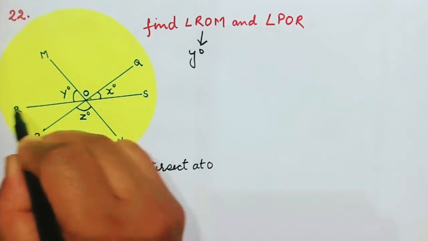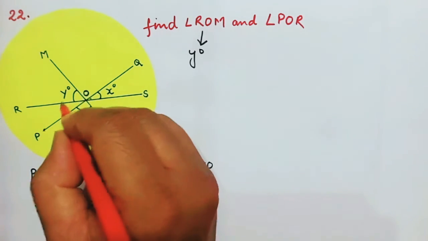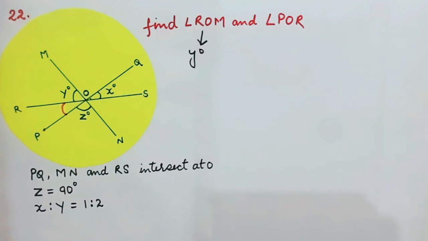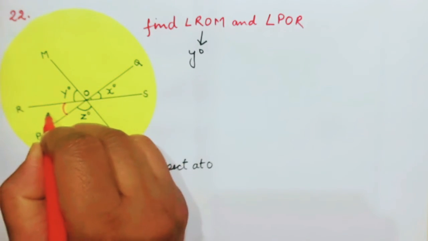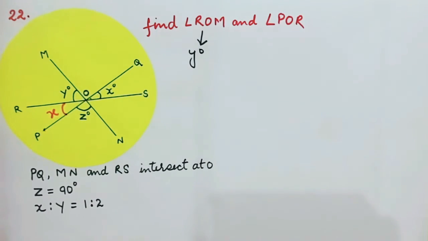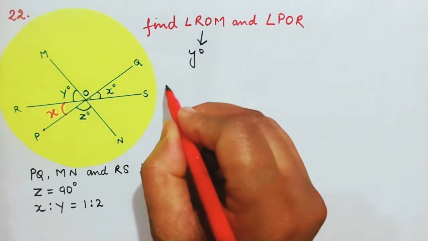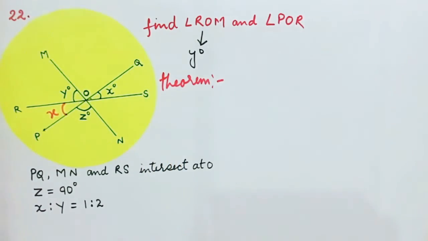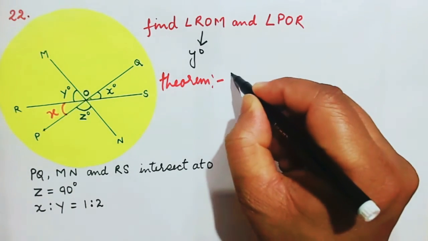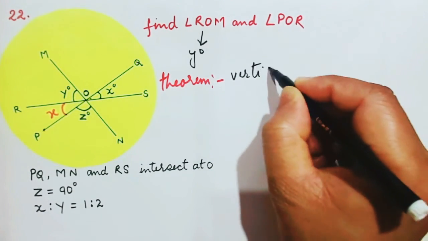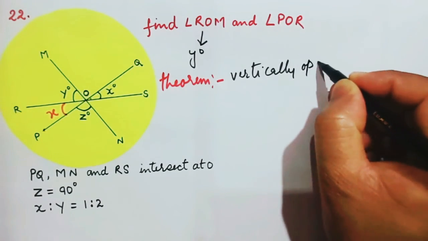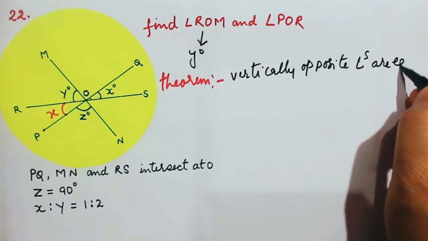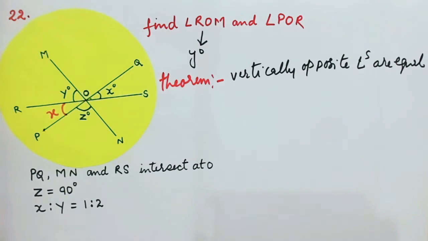POR. So now POR, this angle over here which they have not mentioned, but at the same time you will see that this value is equal to x. Therefore, what is important to remember over here is that vertically opposite angles are equal. Now what do you mean by vertically opposite angles?